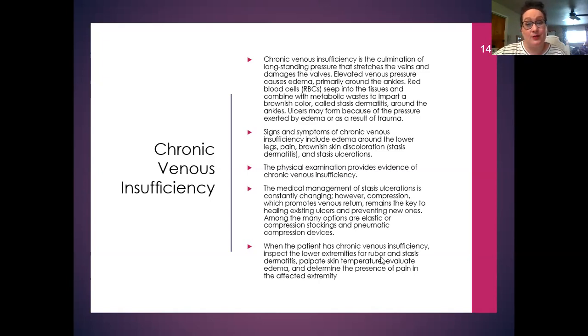We see red blood cells that will then seep into the tissues, combined with metabolic waste to impart a brownish color. We've seen that on lots of patients, haven't we? Kind of the brownish color across the calves and lower legs.